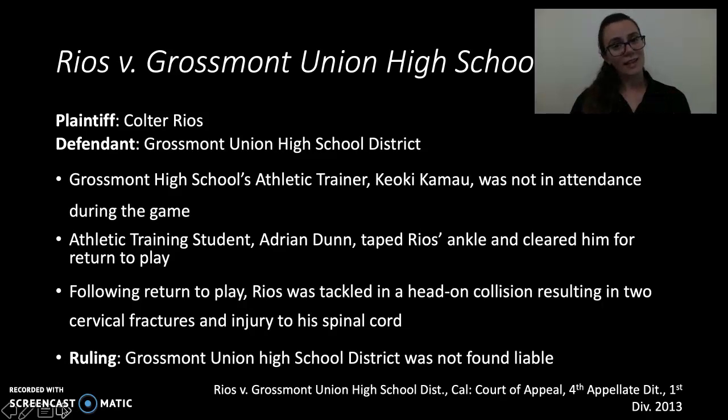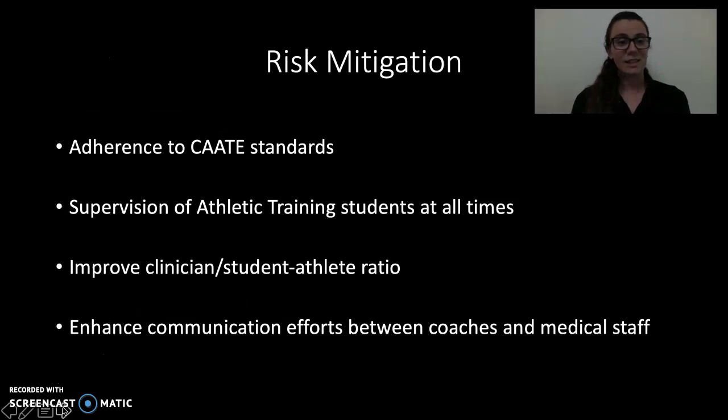Unfortunately, shortly following that athlete's return to play, they sustained a compression injury which resulted in 2 cervical fractures in their neck and damage to the spinal cord. Uniquely, in this specific case, the court did not rule in favor of Rios. And in fact, they found that the Grossmont Union High School District was not liable. The reason being, though, in something like this, when you talk about risk mitigation, the way they approached it, had they approached it possibly differently, it could have been a different situation.